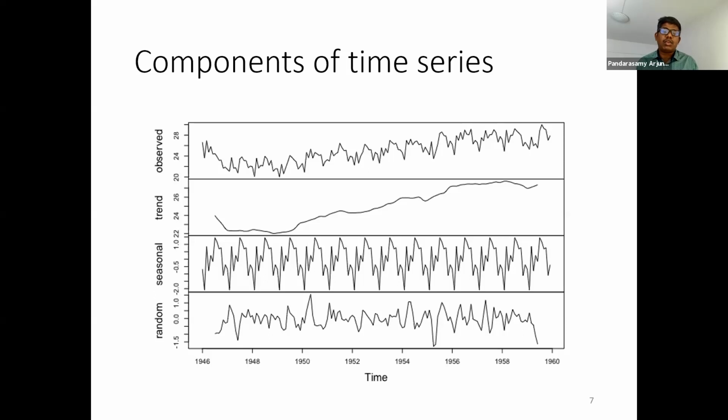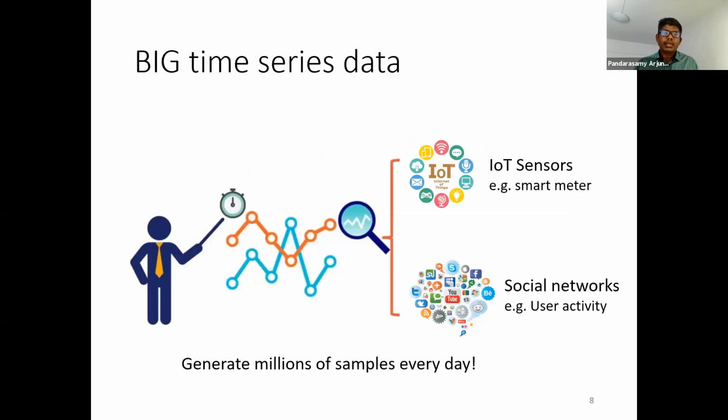And then there would be a random noise that is added to this time series. That will denote the fluctuation in the time series based on different contexts. The point is, this is an additive composition of a time series. If we add all of the trend, seasonal, and random components, we can get the observed time series. This will be useful for identifying some interesting patterns in time series. And then let's get into what a big time series is today.